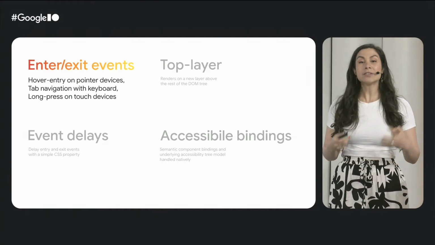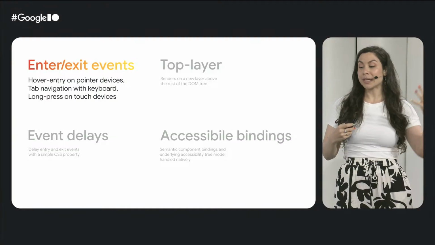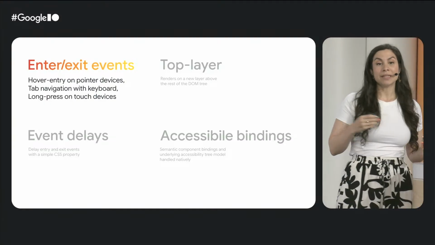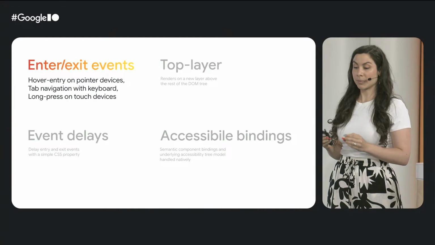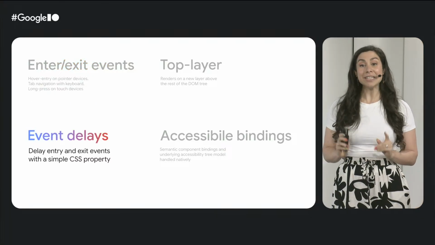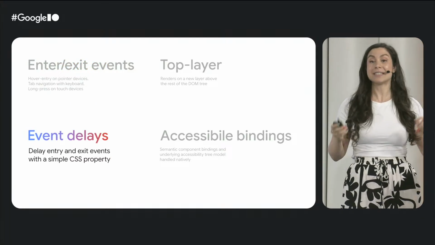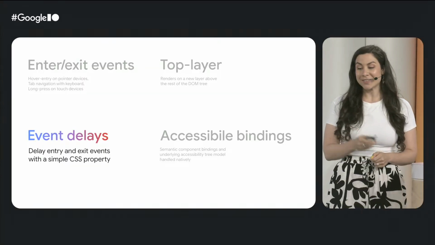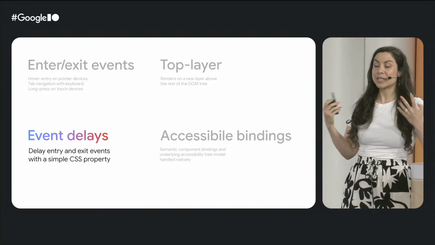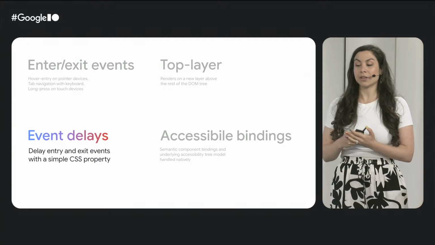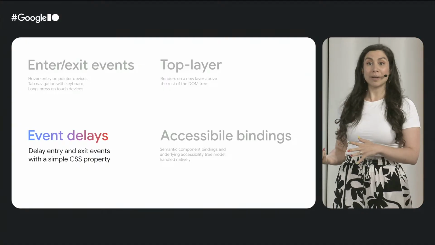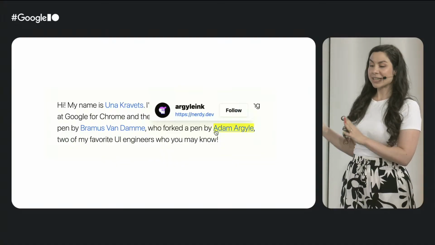Now the browser handles these events on the user showing interest, whether that's on hover, tab navigation, or long press. And with interest invokers, you can now also set event delays with one line of CSS, giving your users more time to interact or waiting for a longer interest hold before opening. Let's take a look at an example.